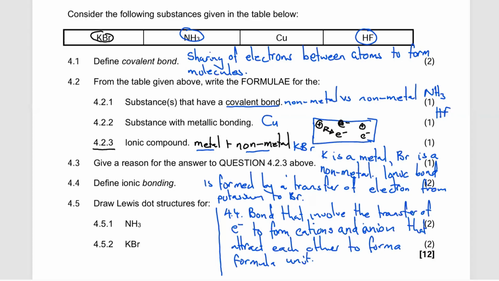Then 4.5 reads we've been tasked to draw a Lewis dot structure for NH3, right? Okay, so for this one, I'm going to make use of this space there for NH3. So we've been asked to write a Lewis structure for NH3, so this is our NH3 like that.